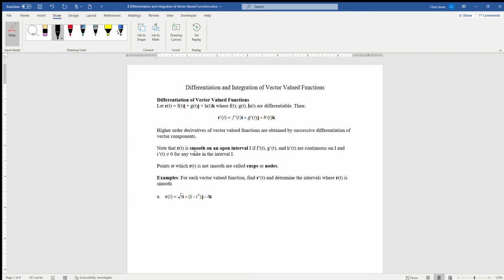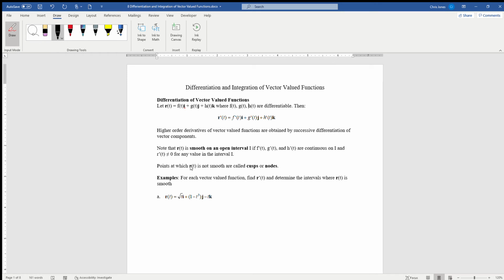We say that r of t is smooth if the derivatives are continuous on that interval. Basically that means you could take the derivative and there's no place where the derivative is going to be zero in the domain. If there is a point where the derivative does equal the zero vector, that's called a cusp or a node.